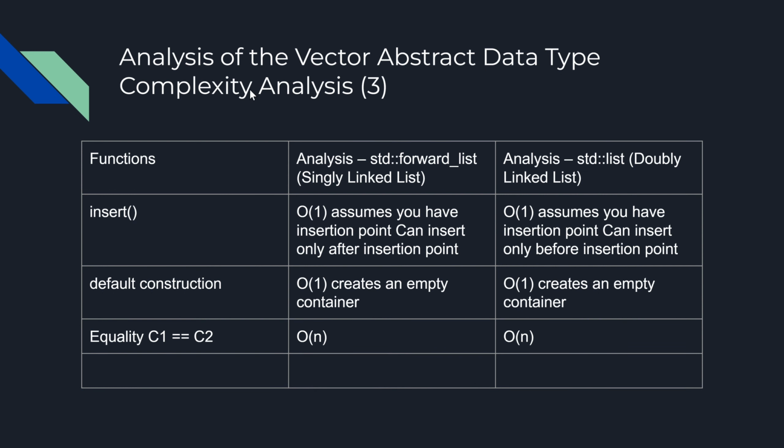Abstract data type. Insert. Forward list assumes you have an insertion point. Can insert only after the insertion point. Doubly linked list assumes you have an insertion point and can insert before the insertion point.